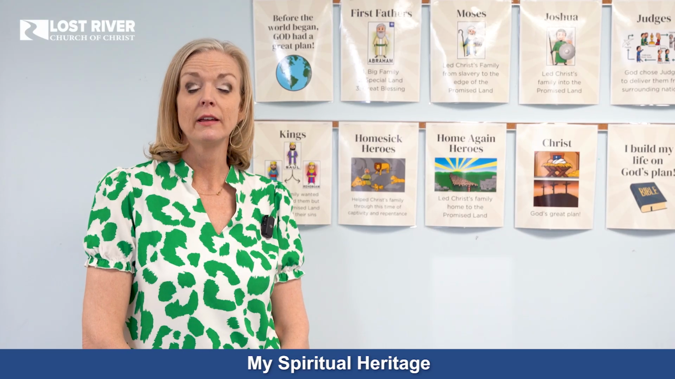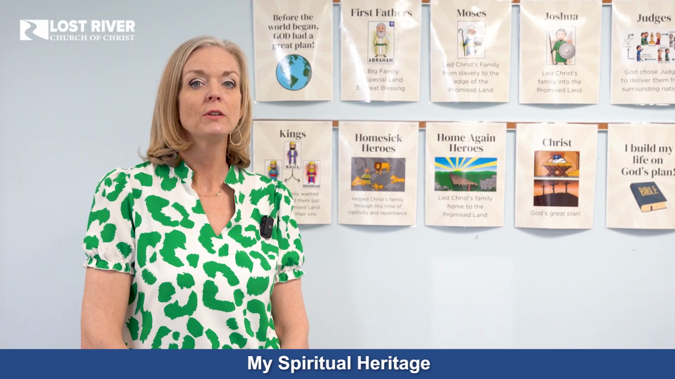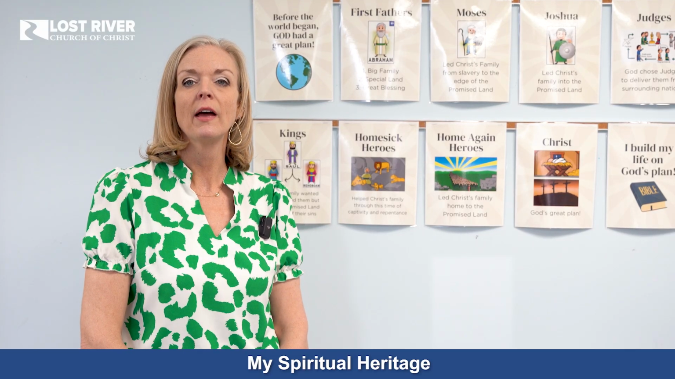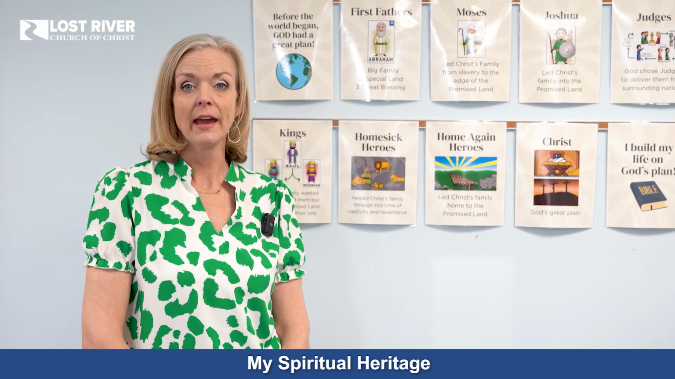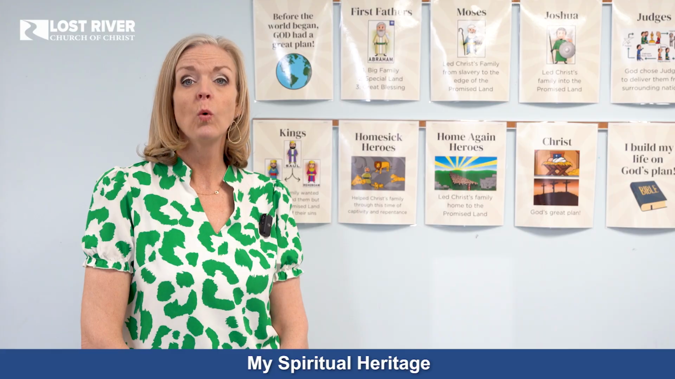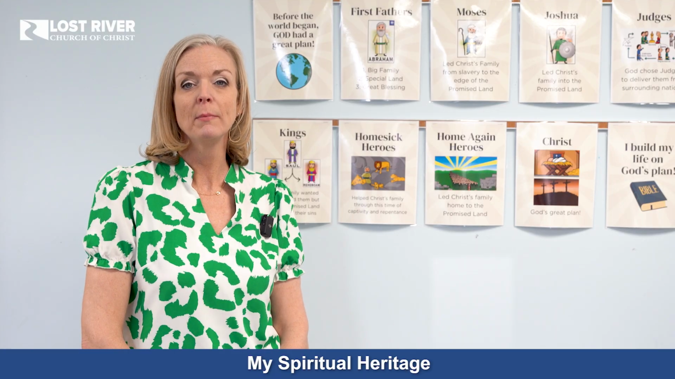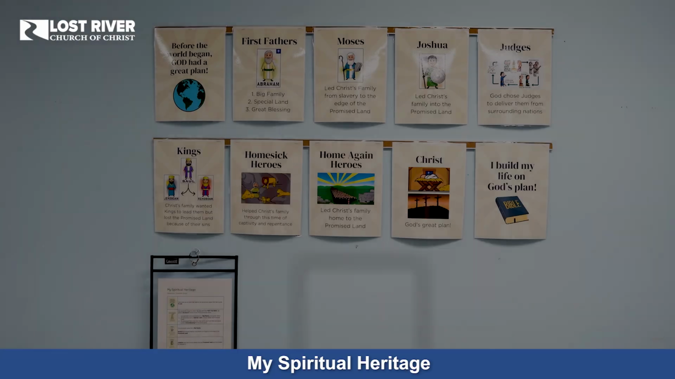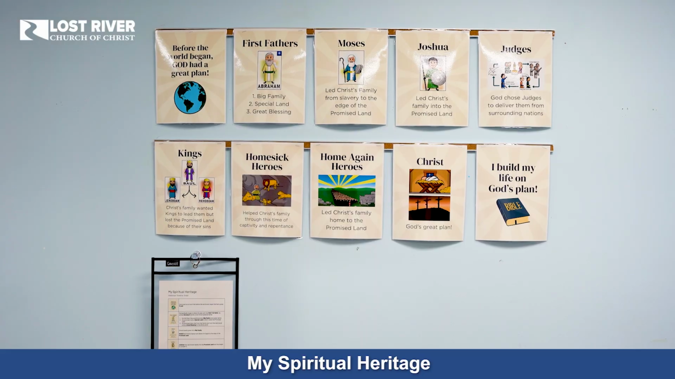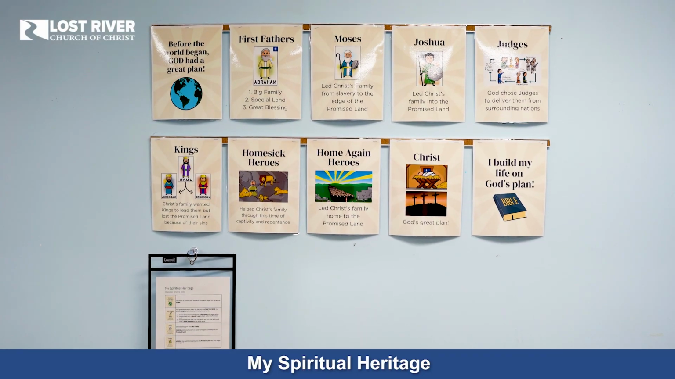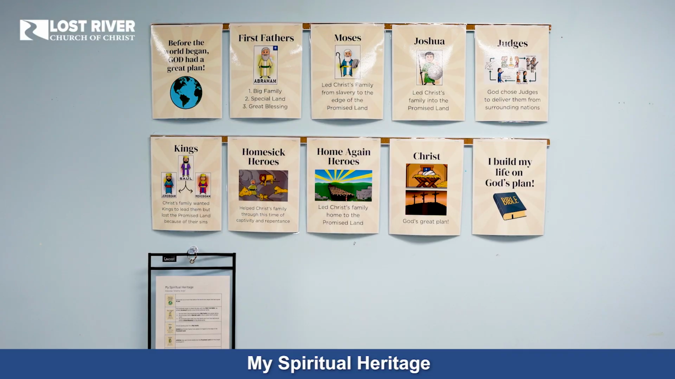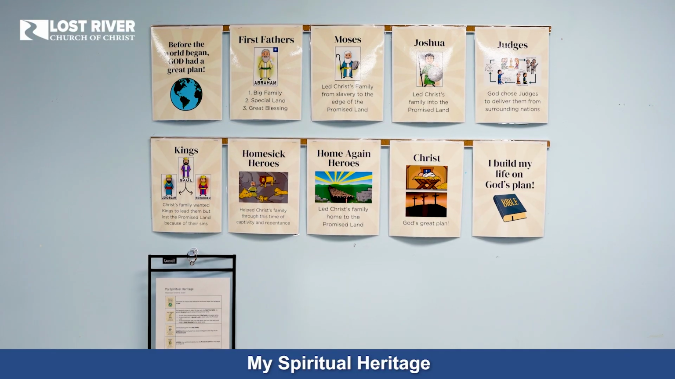Our lower grades curriculum at Lost River is written so the students will move through the story of the Bible every 3 years. Our goal is for children to begin at an early age understanding that the Bible is one complete story made up of many individual events. Each classroom will have the My Spiritual Heritage Story of the Bible cards displayed as a visual timeline to help students see how every part of the Bible connects to God's plan.